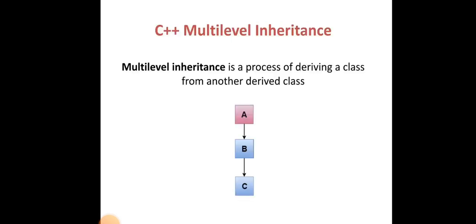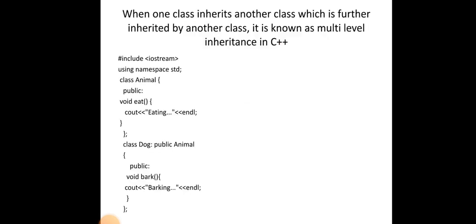And next one is multi-level inheritance. Multi-level inheritance is a process of deriving a class from another derived class. So, step-by-step process of deriving a class is called multi-level inheritance. Here, we are supposed to have a base class and one derived class and another one derived class from the derived class. When one class inherits another class which is further inherited by another class is known as multi-level inheritance.